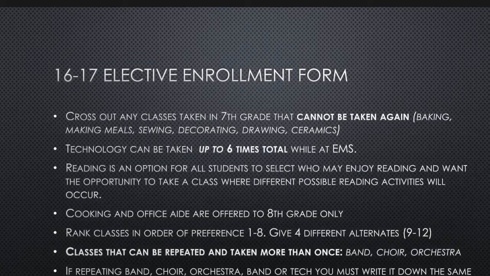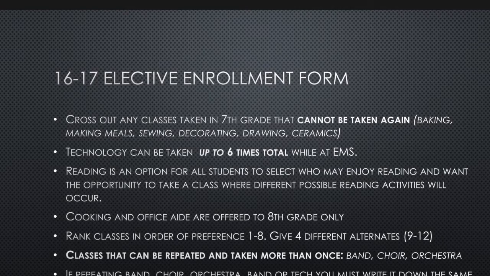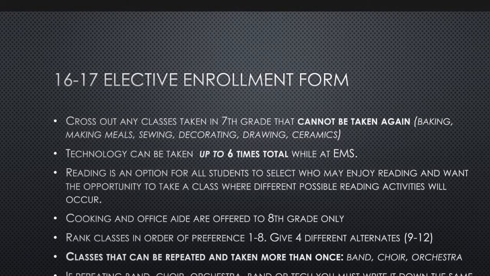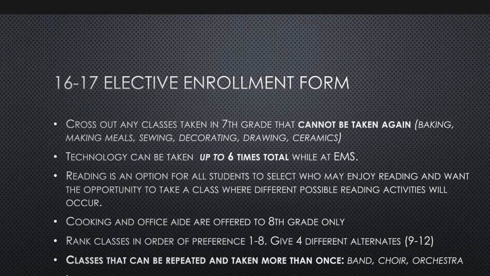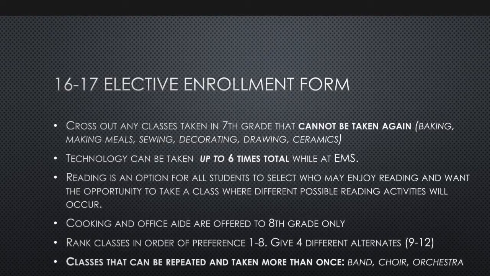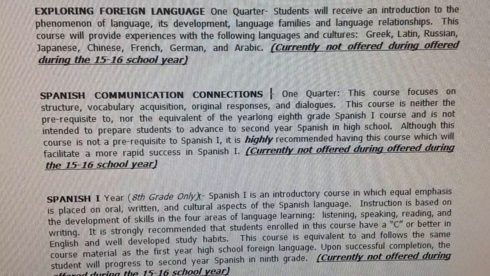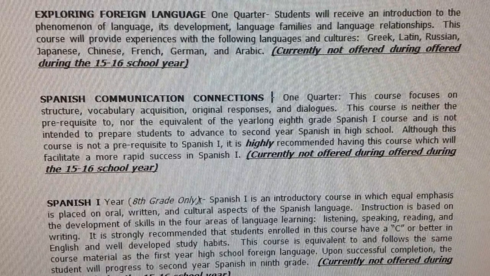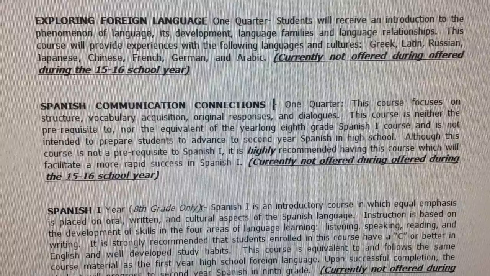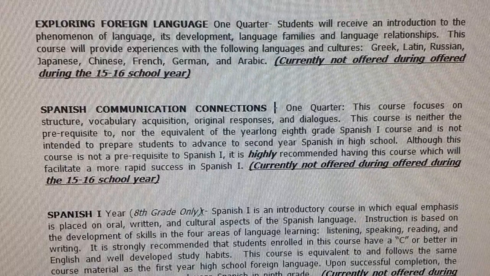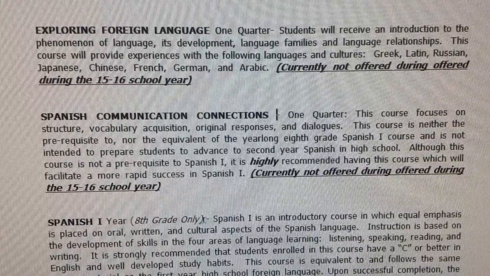2 elective classes that are offered for 8th graders only are cooking and office aide. Remember, for a student to be eligible to be an office aide, they have to stay academically eligible, meaning they can't have any Fs, and they also have to have good behavior, meaning limited to no office referrals. Spanish is also a class that will be offered to 8th graders only. This would be a year-long course, meaning it would take up 4 spots on your elective enrollment sheet. We're hopeful that even though exploring foreign language, Spanish communications, and Spanish weren't offered this year, that we will be able to offer those next year.